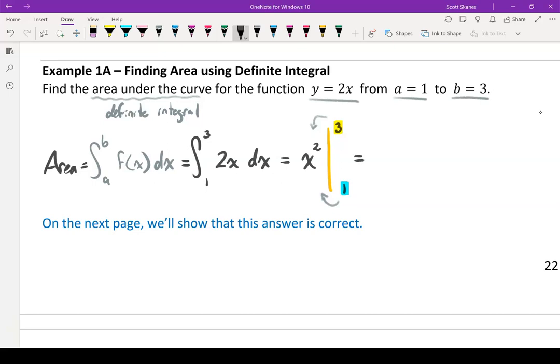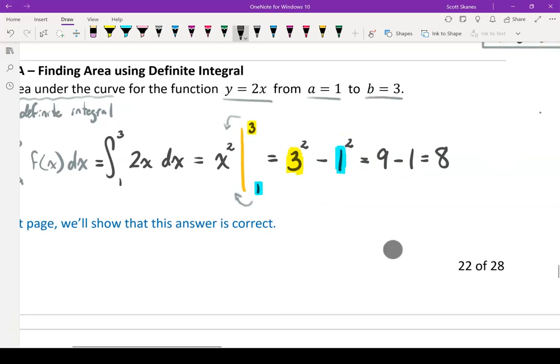So it's going to be 3 squared, because that's my expression with 3 in it, subtract 1 squared, because that's x squared with my a value in it. All right. Hopefully this is making a little bit of sense. Pause the video and take time to redo it yourself or think about it if you're having a little bit of trouble. But this is the whole story. 3 squared is 9, 1 squared is 1. 9 minus 1 is 8. That'll be 8 units squared.